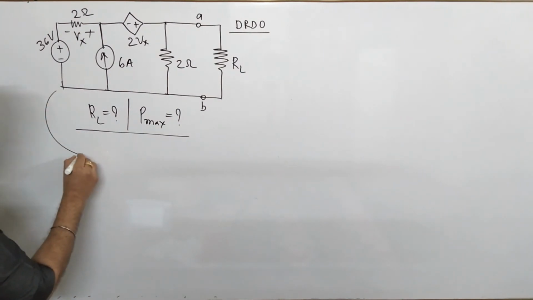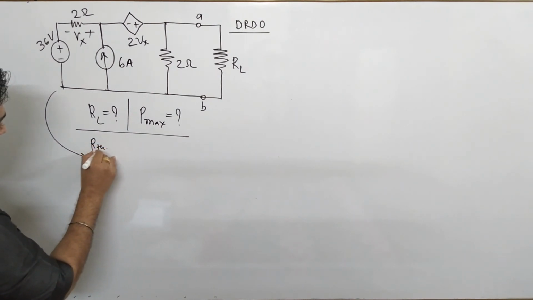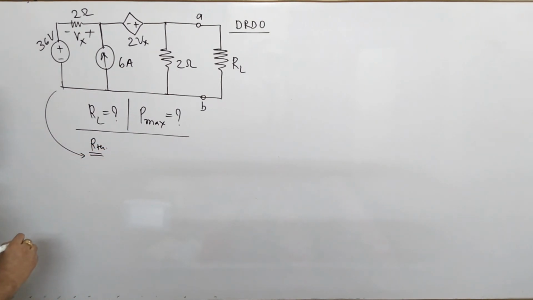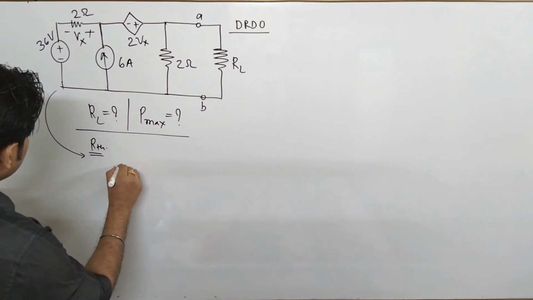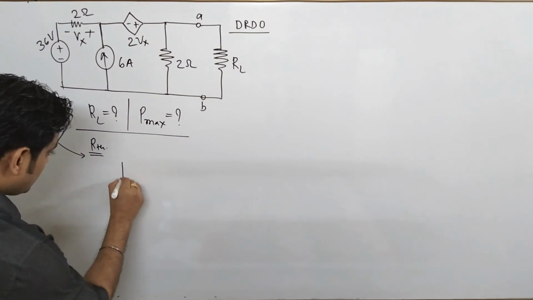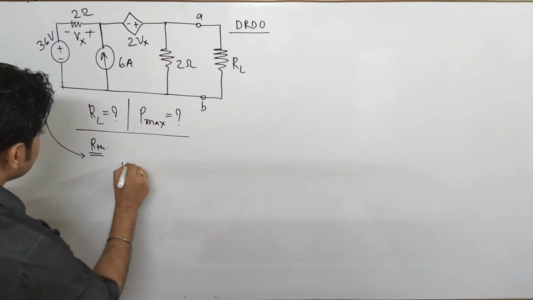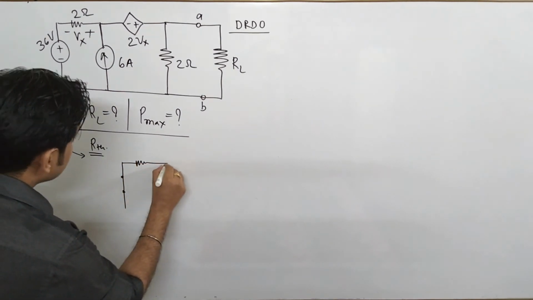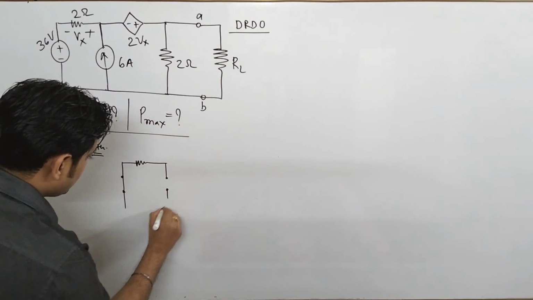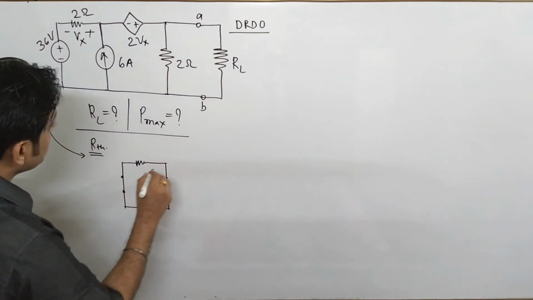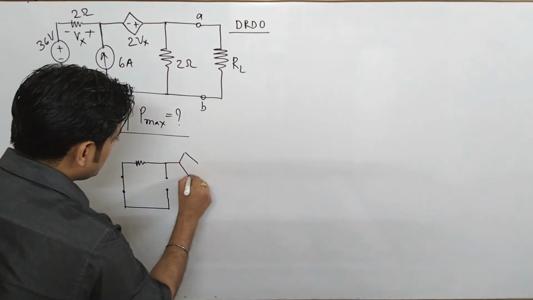Now first of all we will find RTH. For finding RTH, all independent sources go off. So this is short circuited, this is your resistance, and this current source is open circuited. For the timing I am making it here. This is your dependent source.